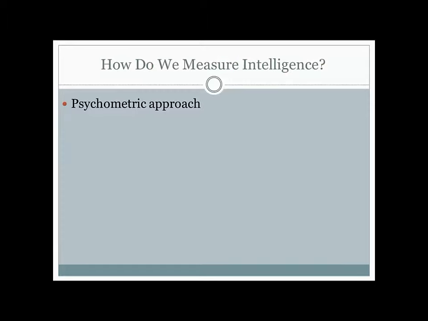So how do we go about actually measuring intelligence? The primary approach that we use, especially in modern psychology, is the psychometric approach. Psychometric meaning that we use psychological tests to produce measures of intelligence. So let me start with the most common way of measuring intelligence in psychology.